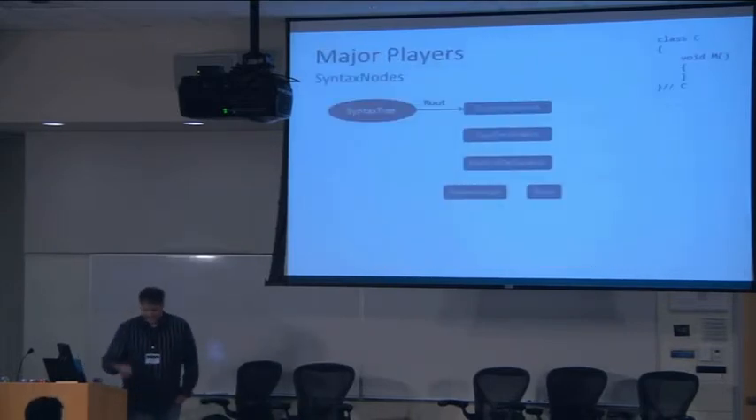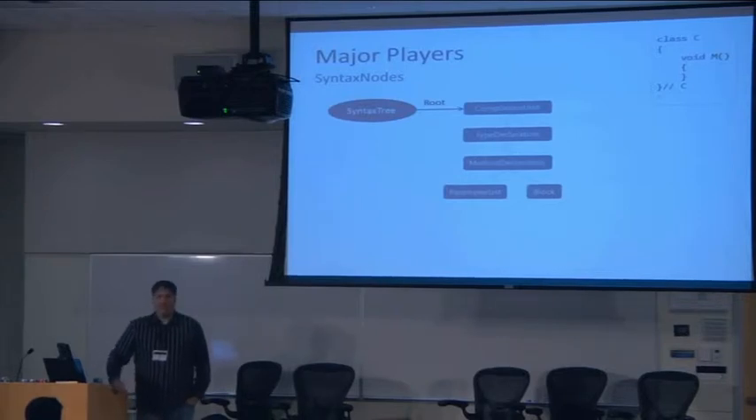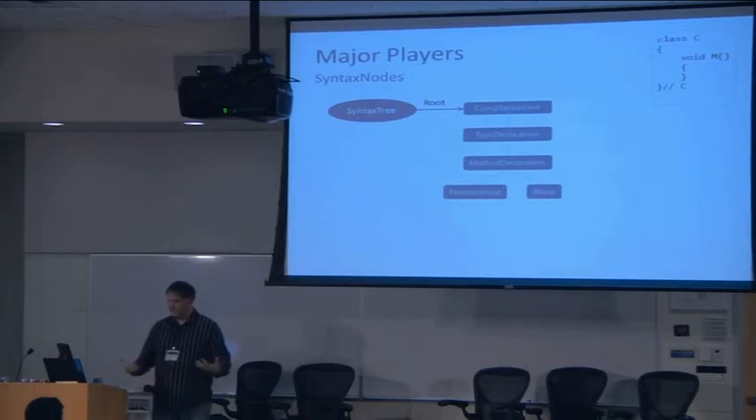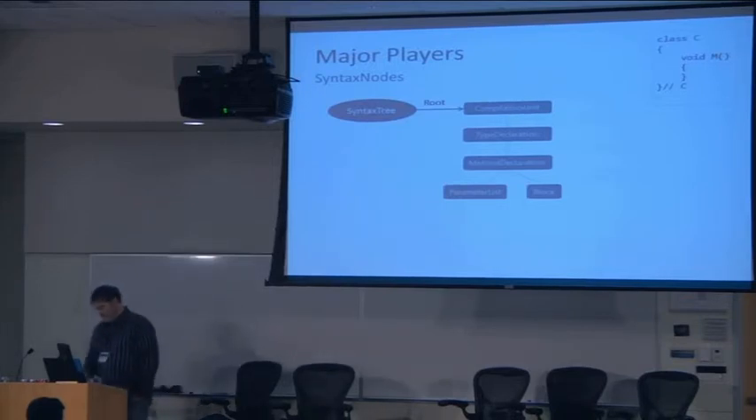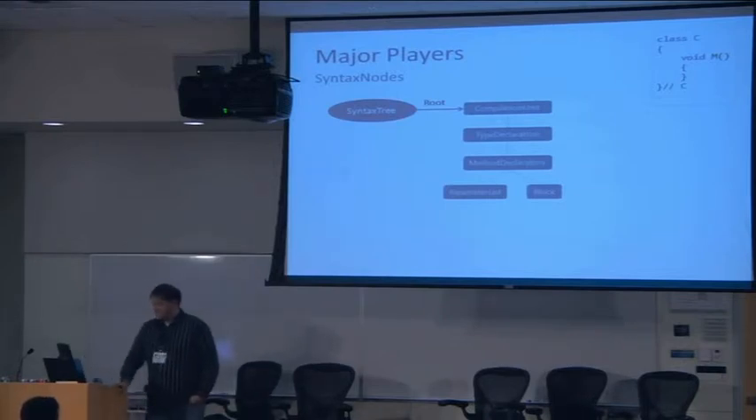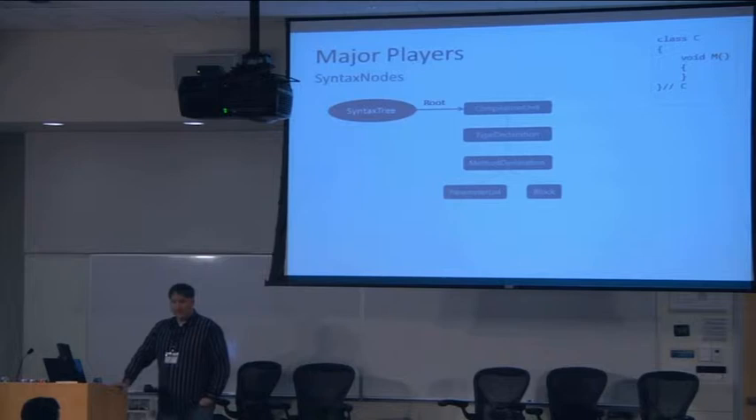Okay, so let's take a look at some of the major players. We've laid out some of the layers and looked at some of the design characteristics. Now let's look at some of the major API players. First of all, obviously, there are syntax nodes. These are the non-terminals, right? You parse a tree, and then you get a strongly typed view of the various nodes within that tree. Up in the top right corner is a piece of C# code, or almost Java code, and there are the non-terminals that it would parse into.